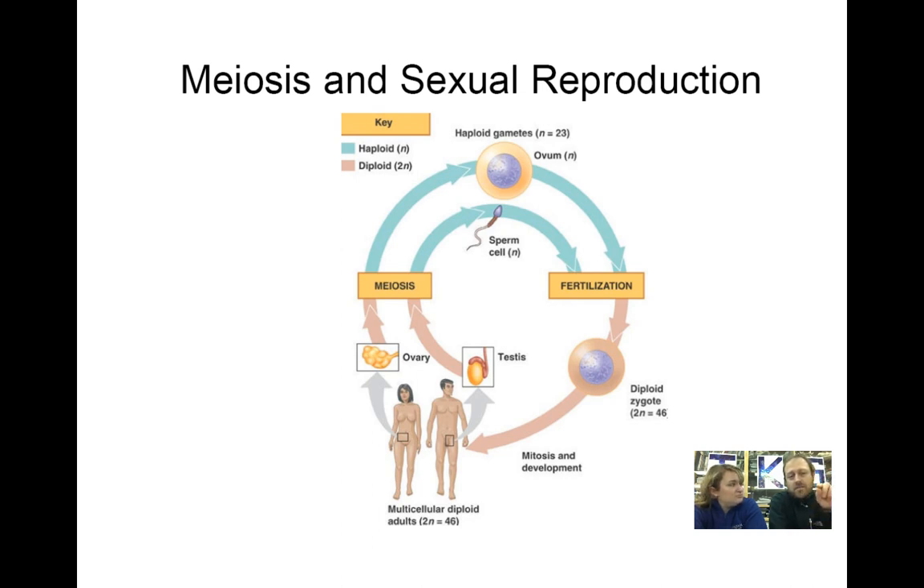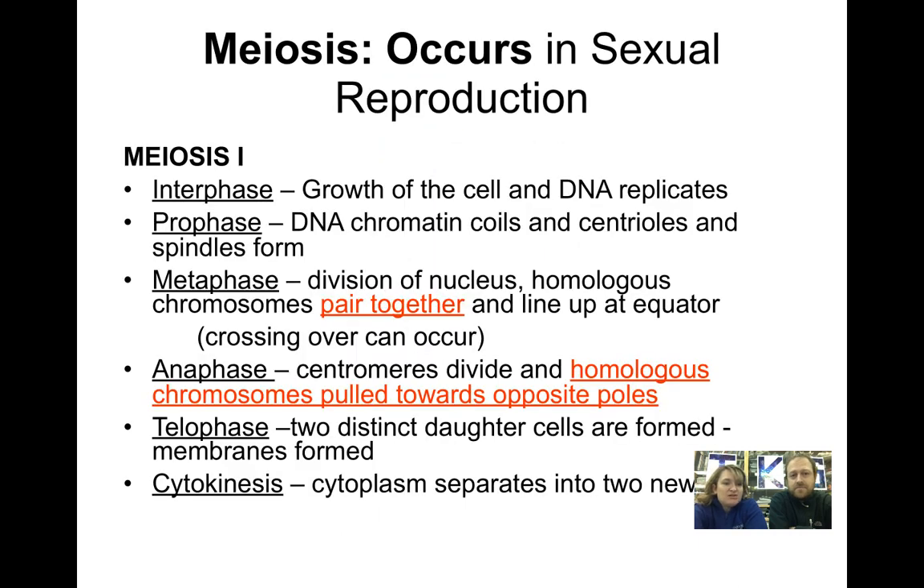Okay, in meiosis, the new sex cells are going to be haploid. They're going to have half the number of DNA chromosomes that the parent cell had. So it's probably going to have to divide more than once. Yes, it does. Okay, so it still goes through the same phases: interphase, growing, prophase, metaphase, anaphase, telophase, and cytokinesis. But there's 2 rounds of division. So we have meiosis 1 and meiosis 2.